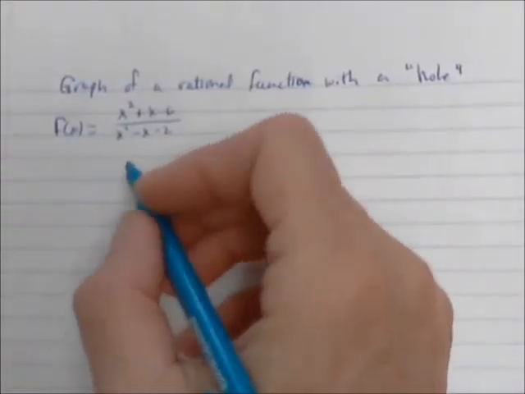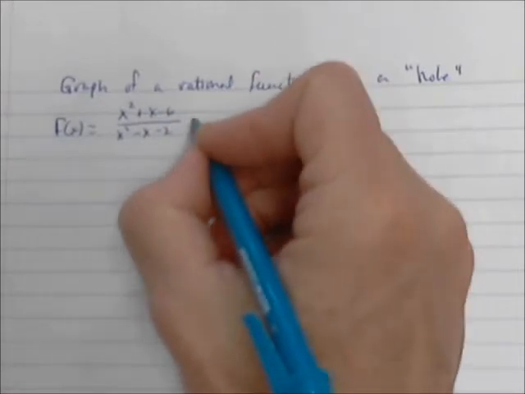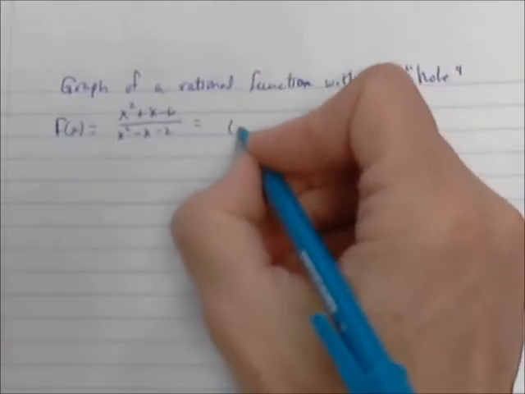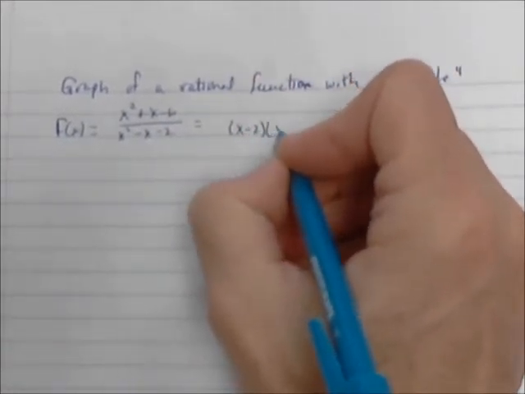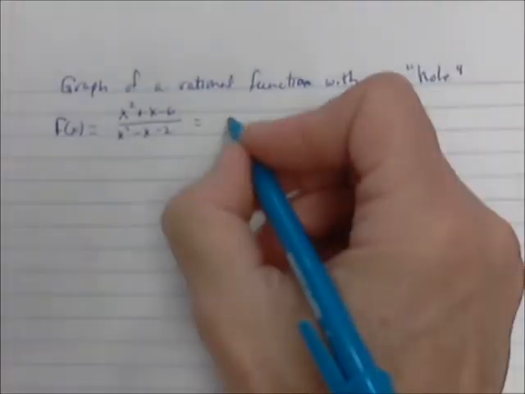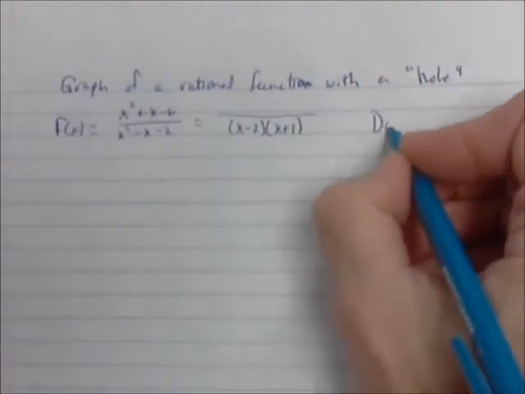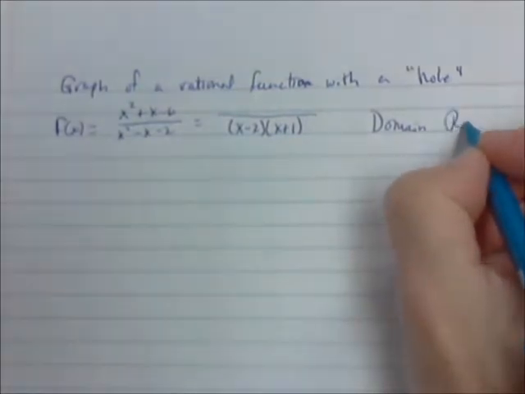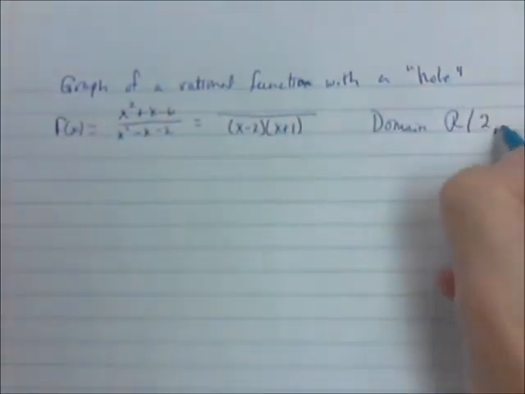So if we want to find the domain, we'll factor this denominator, x minus 2 times x plus 1. So the domain is all real numbers except for 2 and negative 1.